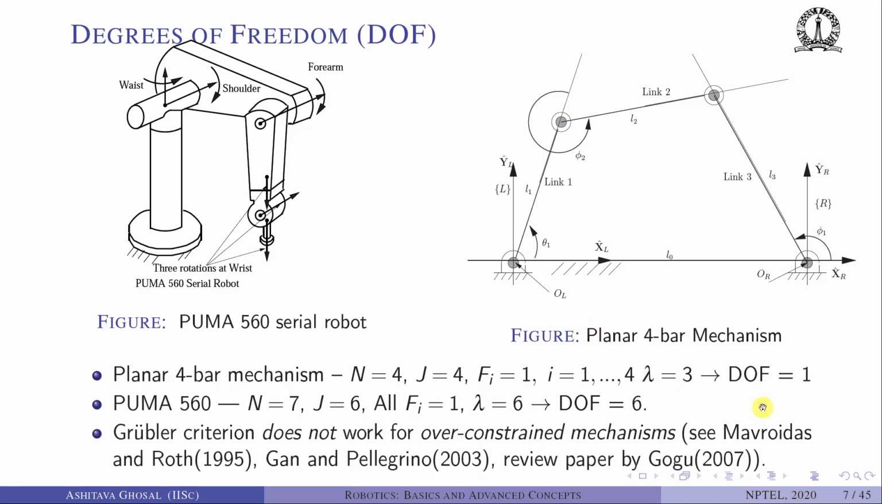It turns out that this Grubler criterion works for many mechanisms, but it does not work always. Especially, it does not work for what are called over-constrained mechanisms, which we will see later. Many researchers have worked on these, for example Mavroidis and Roth, Gan and Pellegrino. And there is a very nice review paper by Gogu in 2007, which gives all the reasons and how to tackle over-constrained mechanisms.